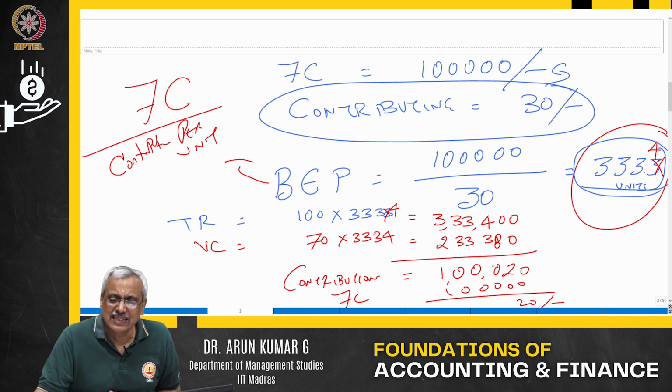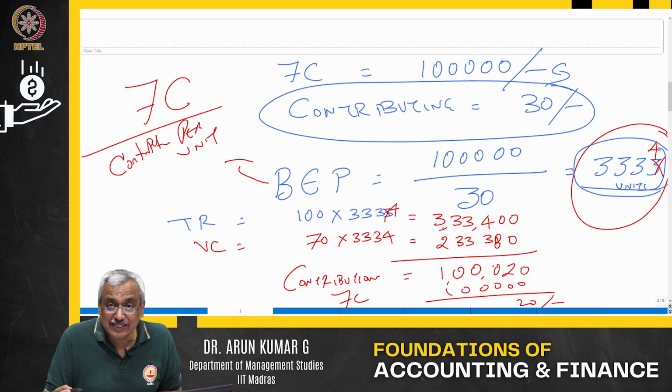My contribution is 3,333.33. So, if I manufacture 3,333.33 units, my total revenue I could multiply, then my variable cost I could multiply in that process, then my contribution would have been exactly 1,00,000.